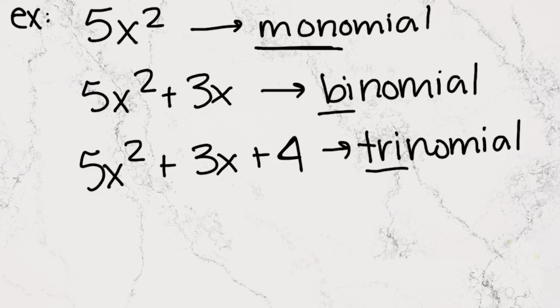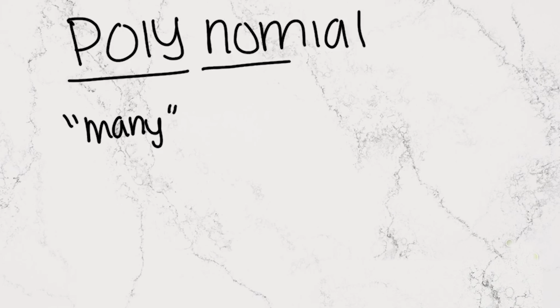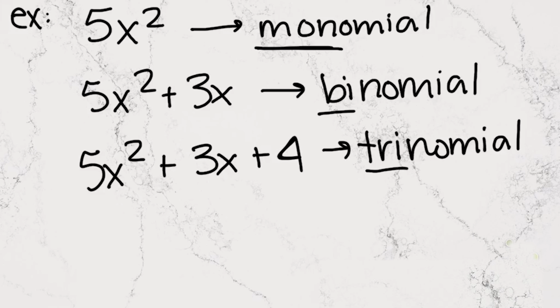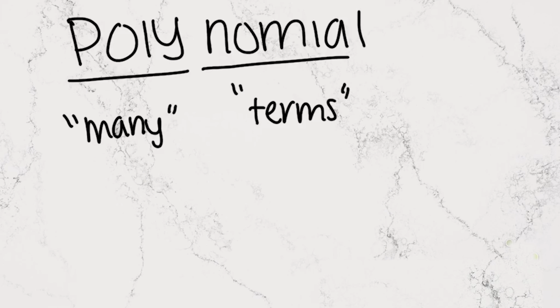So what do we call a polynomial? The word poly in the word polynomial means many, and nomial means terms. So polynomial just means many terms. So a binomial and a trinomial have many terms, so they can classify, and they do, as a polynomial. But we often use the word polynomial for anything that has over 4 terms.